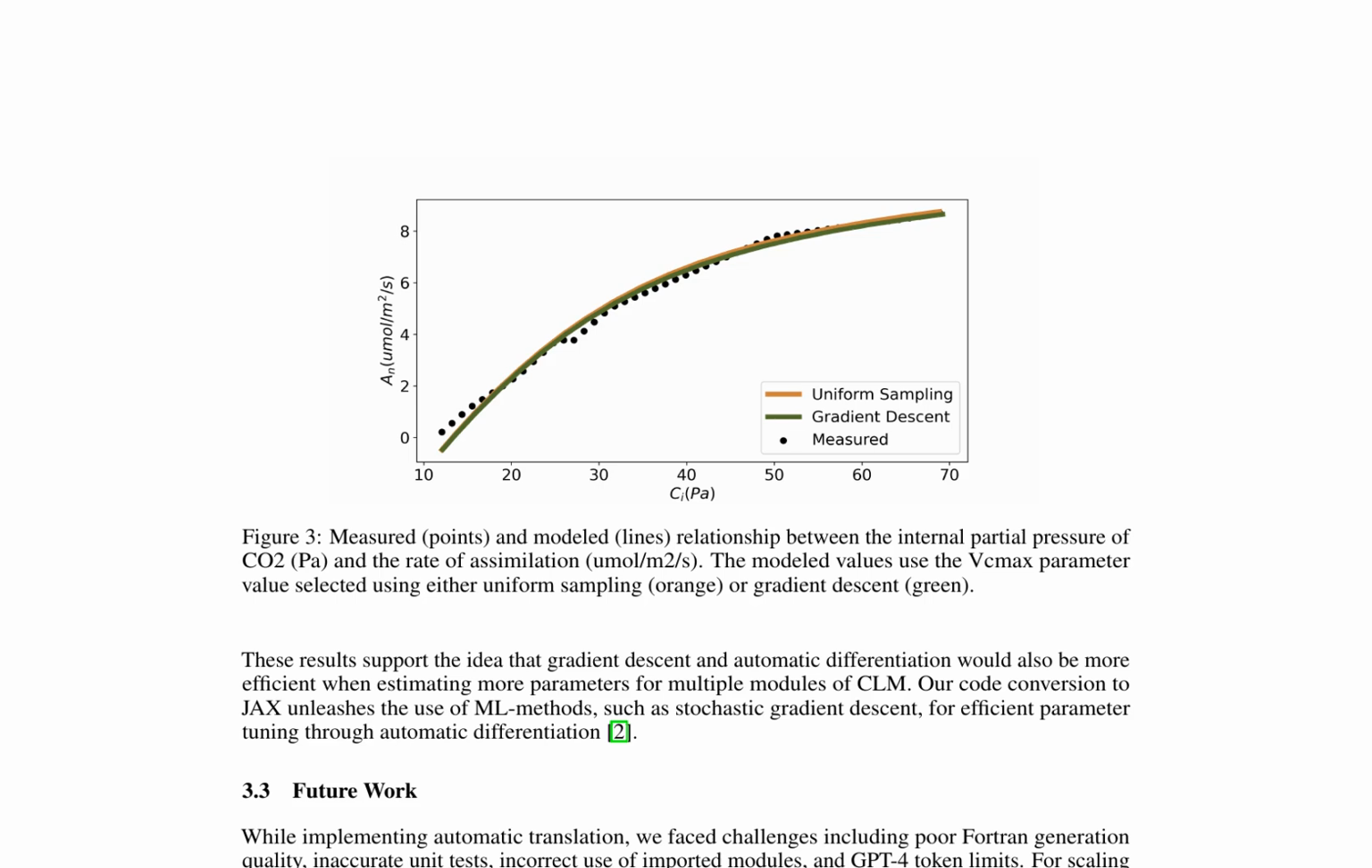Challenges encountered during the translation process include poor Fortran generation quality, inaccurate unit tests, incorrect use of imported modules, and GPT-4 token limits. To scale up translation, the authors propose utilizing data flow and compiler representations for translation, incorporating logging to track function calls, and designing Copilot-style interfaces to support human translators. These advancements will further reduce manual work involved in translating and modernizing climate models.